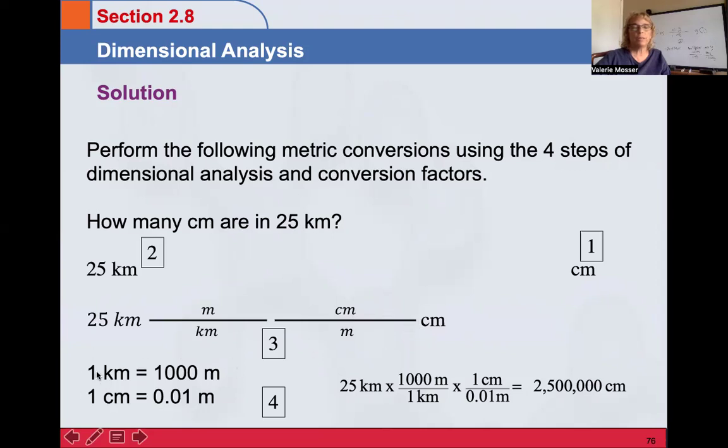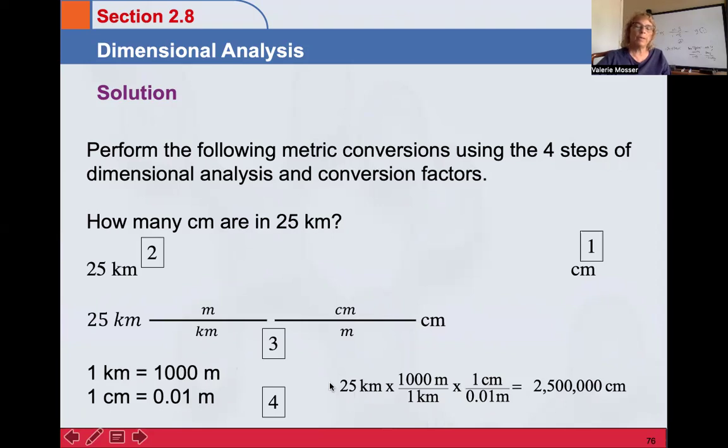Here's our toolbox. 1 kilometer is 1,000 meters. 1 centimeter is 0.01 meters. So being 1 with the prefix, the 1 kilometer goes on the bottom and the 1,000 meters goes on top. The 1 centimeter goes on top and the 0.01 meters goes on the bottom. Always be 1 with the prefix. Always write the number 1 in front of the prefix.